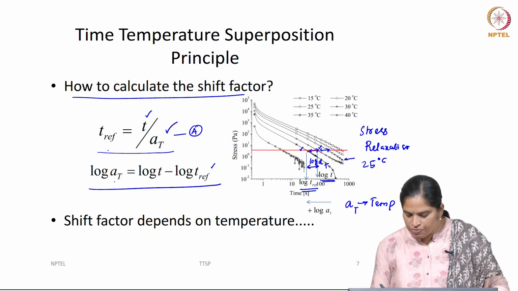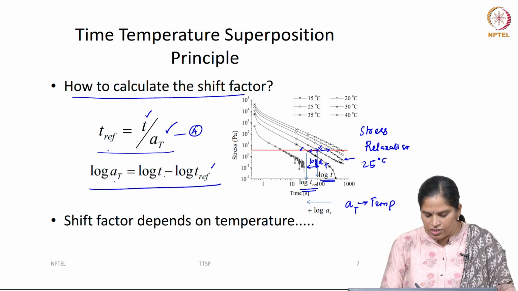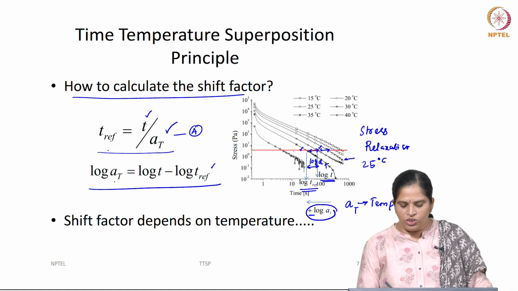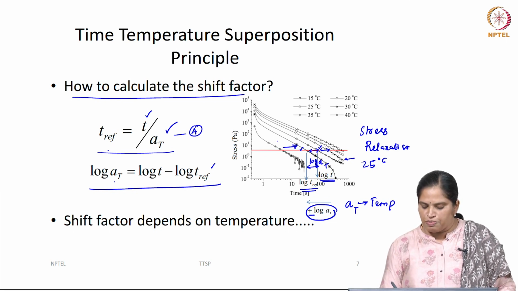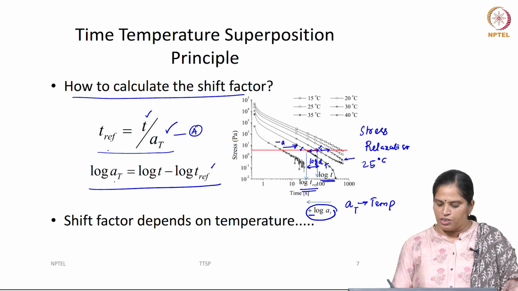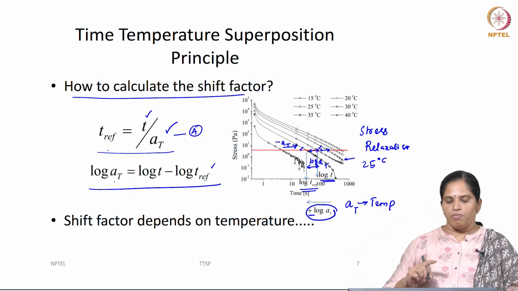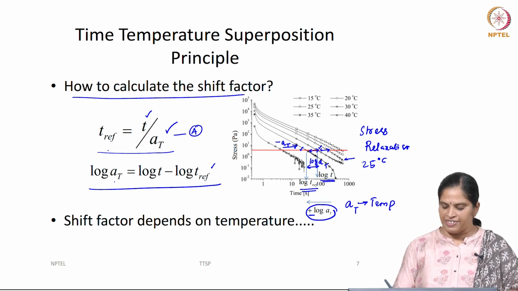So, now if you see, we are shifting from a lower temperature to a higher temperature. So, log (T minus T ref) is positive. If you shift, for example, the 40 degree curve towards the 35 degree curve, this becomes negative, because it becomes T ref minus T. So, this becomes minus AT. It is in the logarithmic scale, so log AT will be a negative number. So, the number will be something less than 1 here.